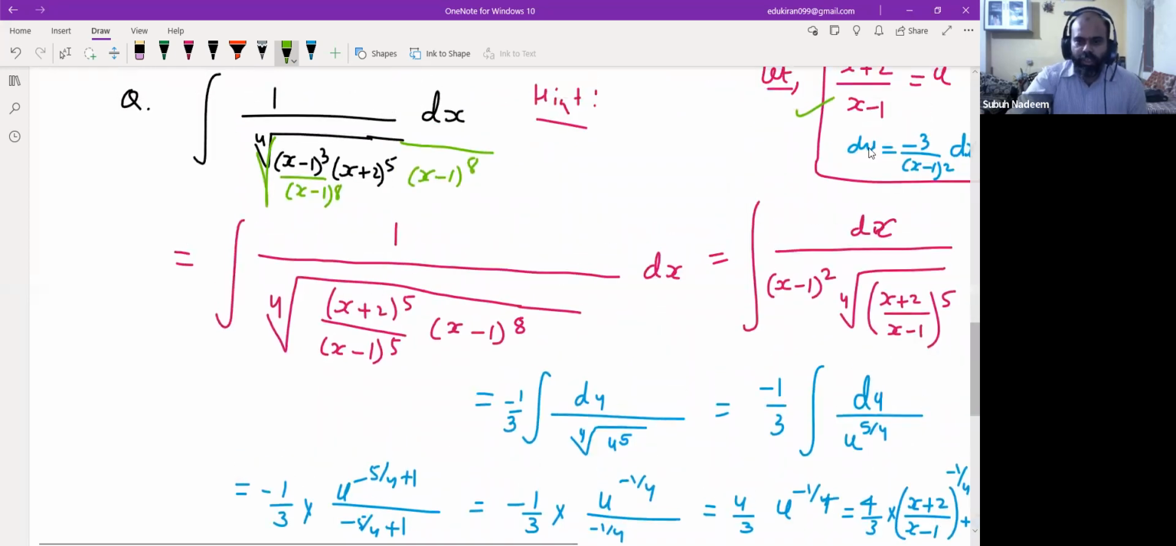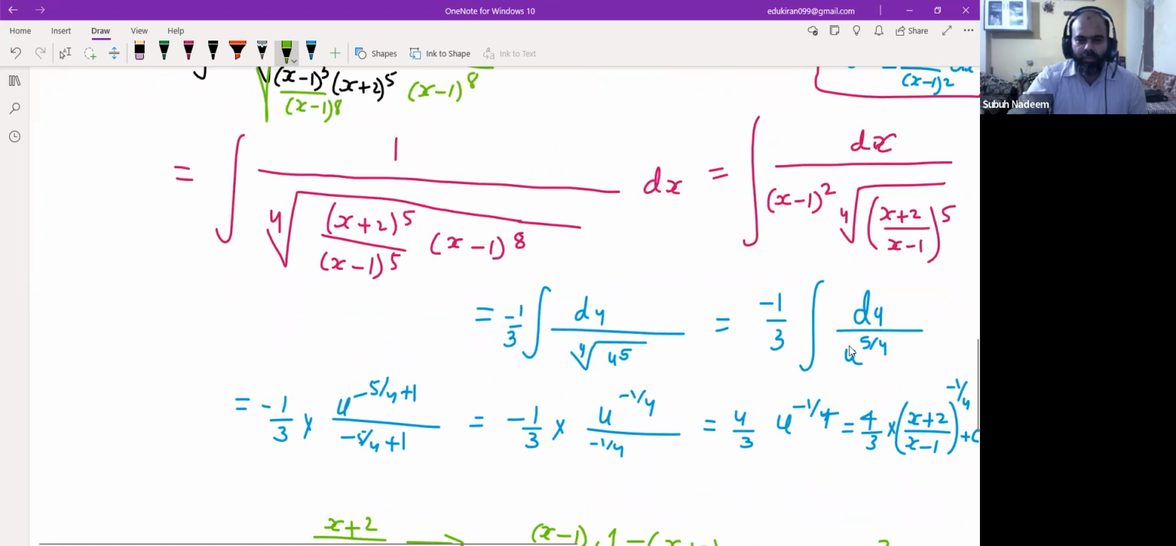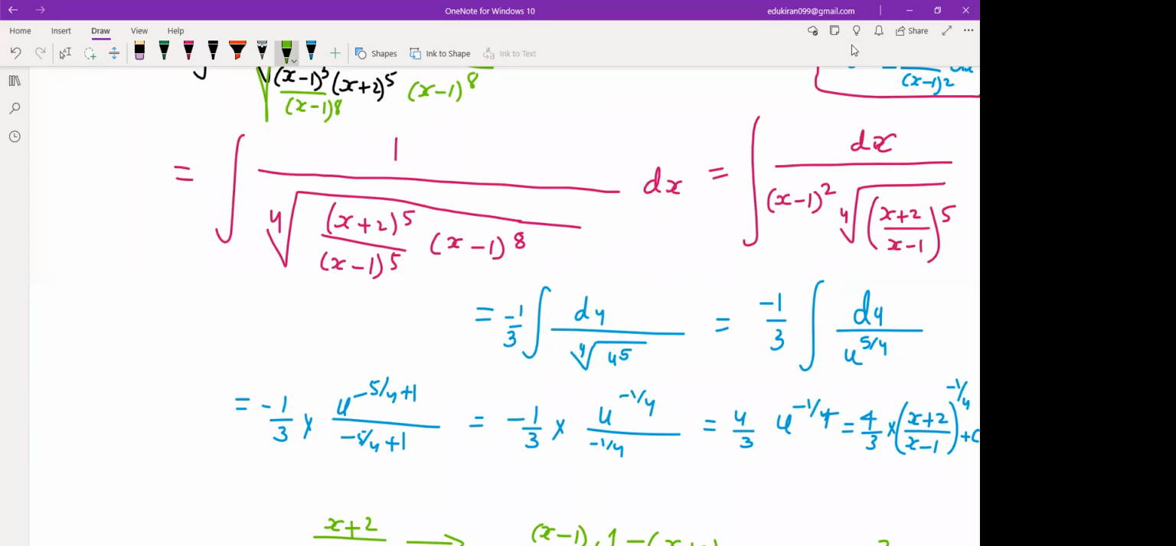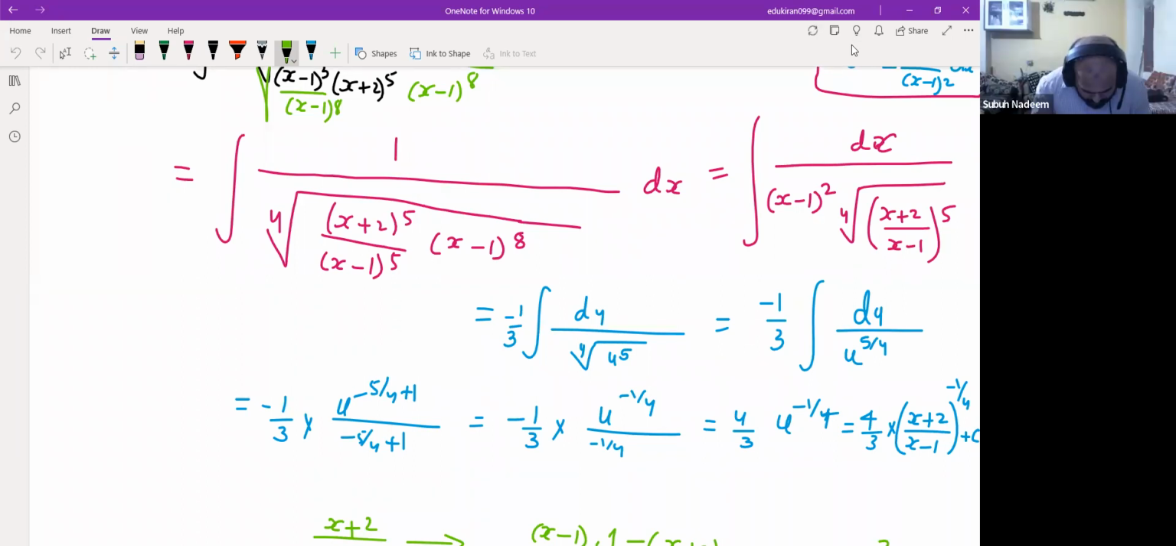Now this du, you substitute here as minus 3 by x minus 1 whole square dx. So minus 1 by 3 will come outside the bracket and outside the integral. Then you have to just integrate u to the power 5 by 4, which will become u to the power minus 5 by 4 in the numerator, and you will integrate it. Are you getting this? Yes, sir. Okay. Let us come to one more question.